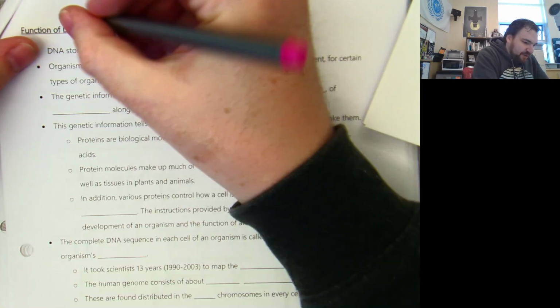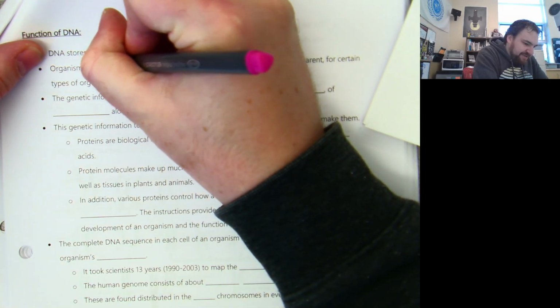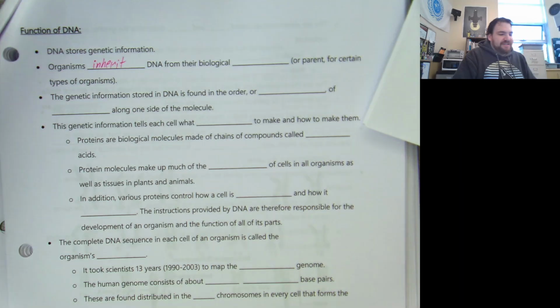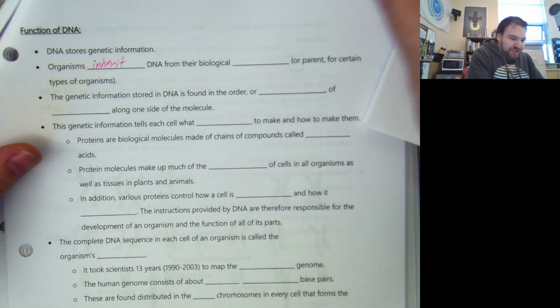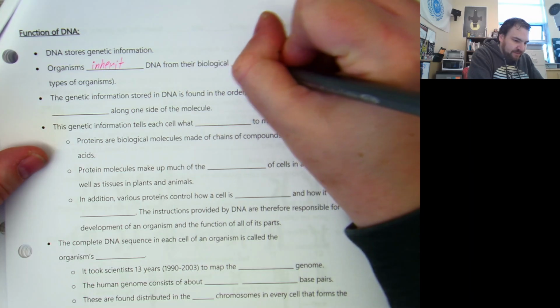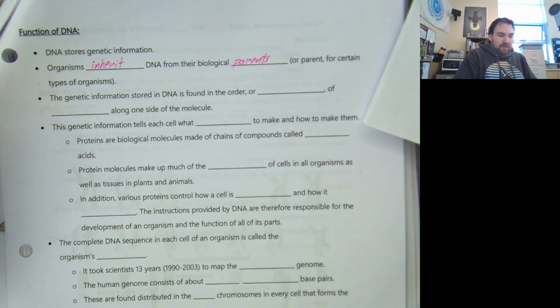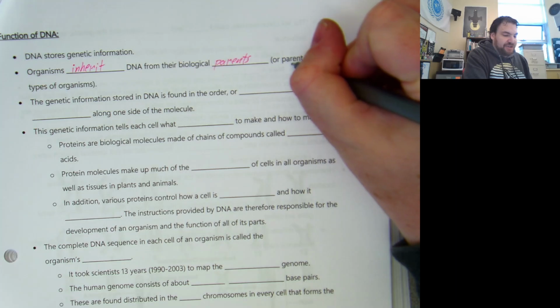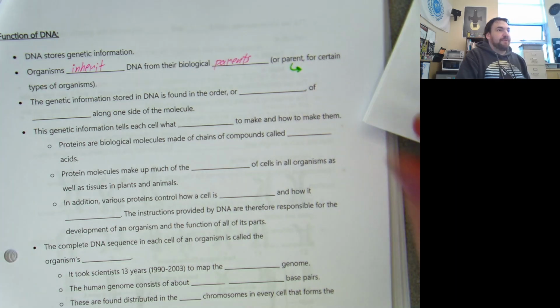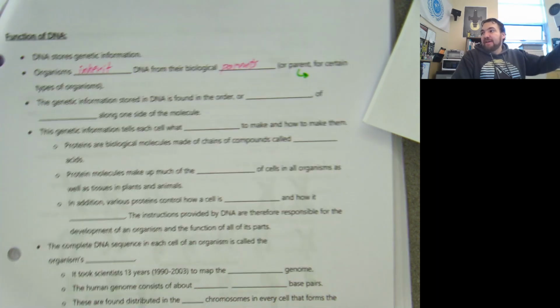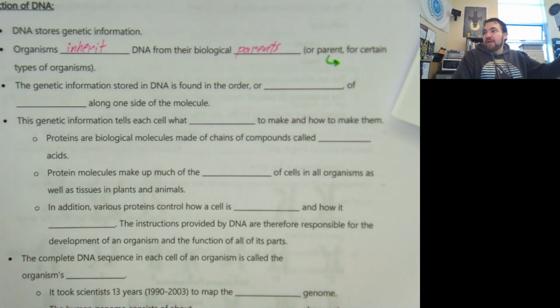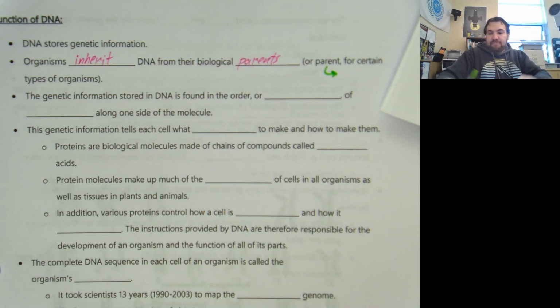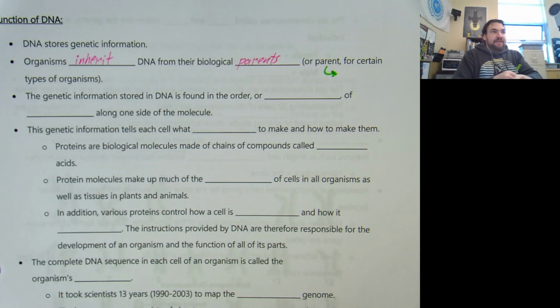So, organisms. You guys inherit is the language that we use. You inherit DNA from your biological parents or parent, depending on the kind of organism that you are. If you only have one biological parent, what kind of reproduction had to have happened there? Asexual. Good. That's the whole point of this stuff in grade 9.